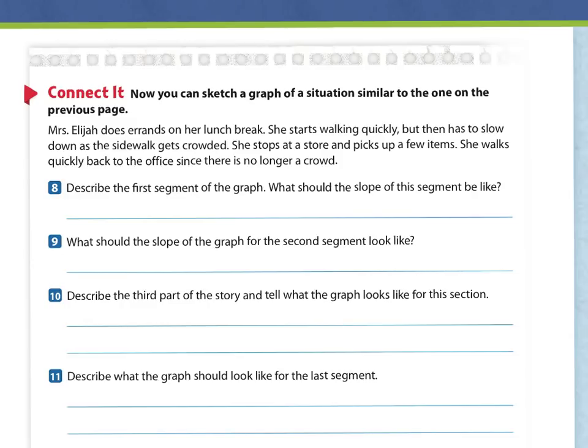So we're going to start highlighting that she's walking quickly. And then it's going to slow down because people are in the way. And then she has to stop at the store. And then she walks quickly back to the office.